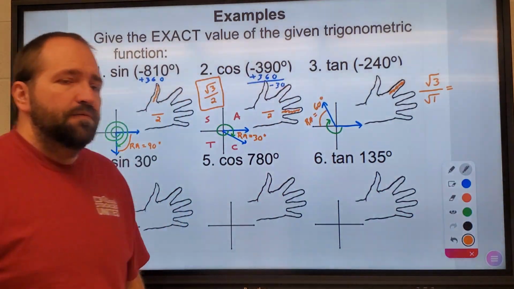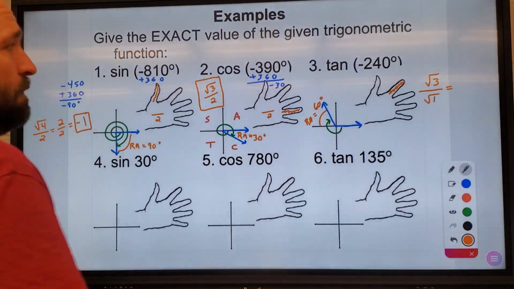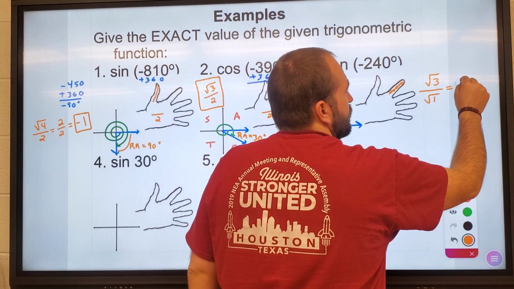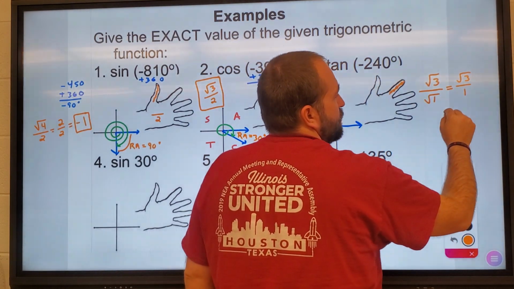And then again, I can simplify here. I can't have a square root in the denominator. However, I can simplify first. The square root of 1 is 1. So this is the square root of 3 over 1, or just the square root of 3.